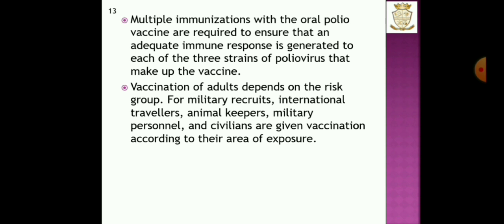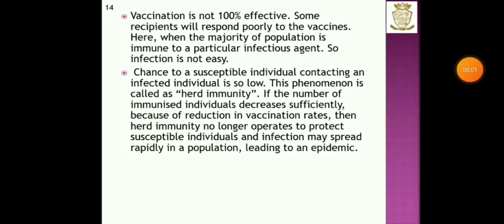Vaccination of adults depends on the risk group. Military recruits, international travelers, animal keepers, military personnel and civilians are given vaccines according to the area of exposure. Vaccination is not 100% effective. Some recipients will respond poorly to the vaccines.